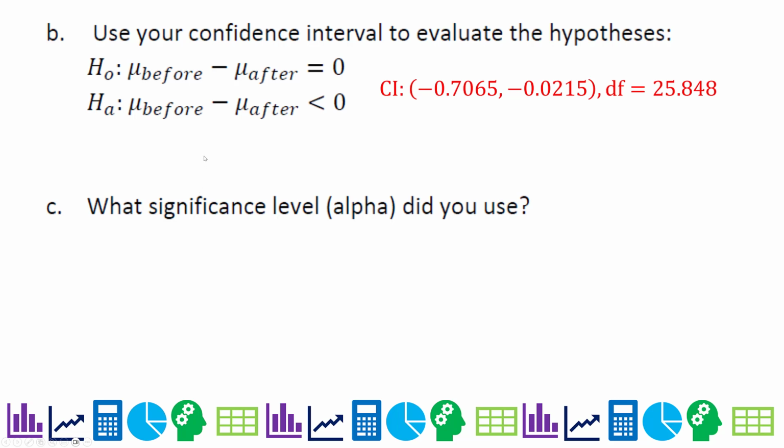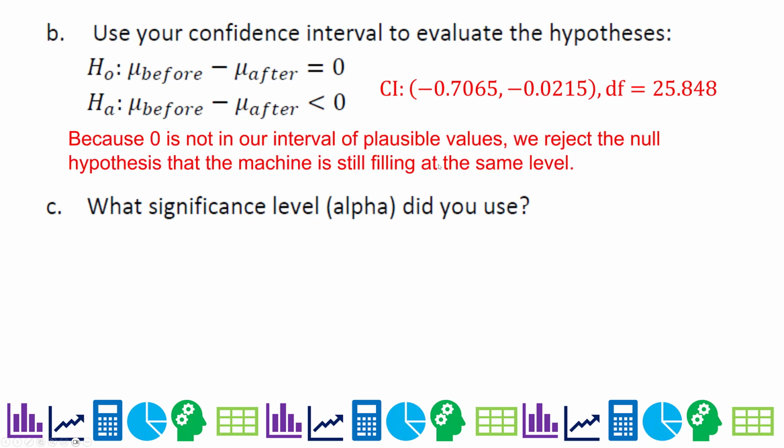Okay, so last but not least, we're going to go ahead and evaluate the hypothesis. So our hypothesis is before minus after is 0, the mechanic didn't do anything. And then our alternate, because we have this weird before minus after, the before should be lower than the after if he did his job. So this difference should be less than 0. Since this is all negative and 0 is not in the interval, we reject the null hypothesis that the machine is still filling at the same level. We have evidence that it's definitely down below 0 for the alternate.